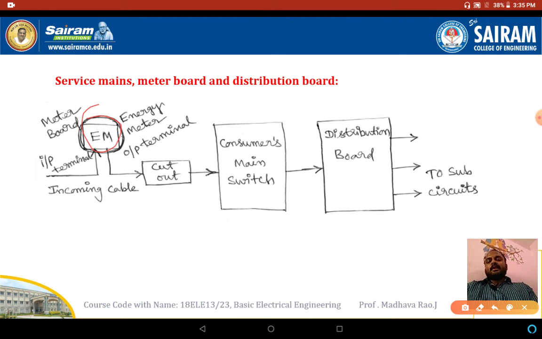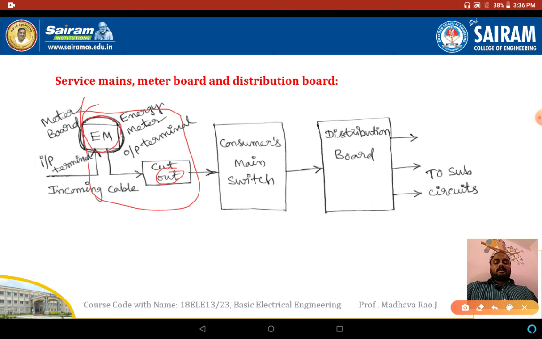So this energy meter and cutout are under the control of electrical supply authorities. So one more thing, whenever a consumer fails to pay the electricity bill, if you do not pay properly or monthly, after a certain grace period, the electricity people will come and remove the fuse carrier in the cutout. So they will disconnect the supply to the consumer. That is one more advantage of the cutout here.